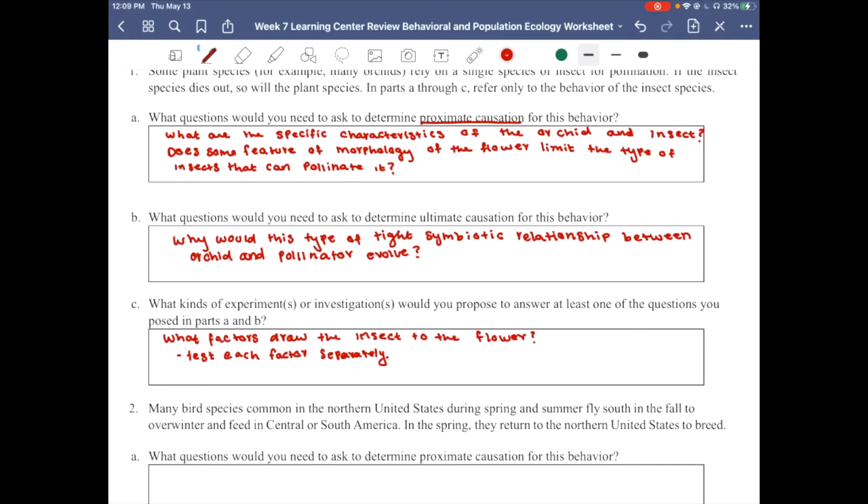And then we could also do the fragrance. For fragrance, we would need to get rid of the nectar because we need to test each variable separately. So we would get rid of the nectar component, and then we would test for fragrance. So have different types of fragrance, see which one the insect prefers. And we can do that with any other factor that we're trying to test here. So that could be one way to investigate the questions that we proposed above.